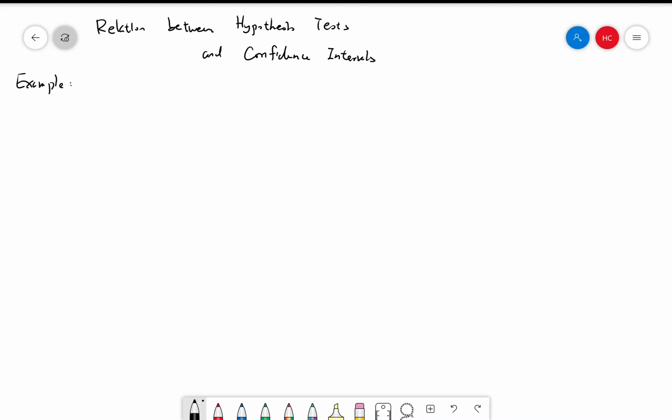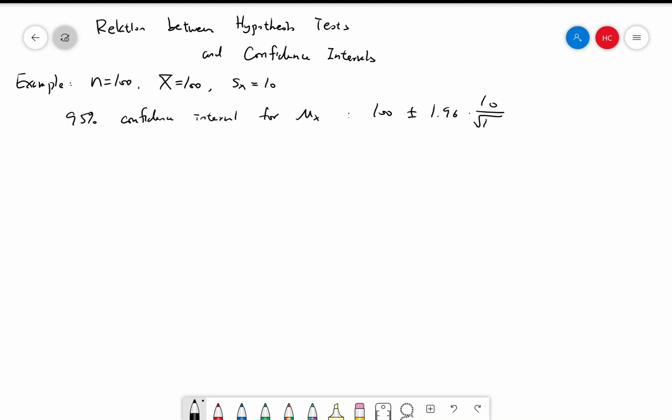So let's suppose we have a sample with sample size 100, make it easy, and sample mean is 100, and sample standard deviation is 10. Then we can easily construct a 95% confidence interval for the population mean: 100 plus minus 1.96 times the sample standard deviation divided by the square root of sample size. This is just 1. So the confidence interval is just 100 plus minus 1.96.